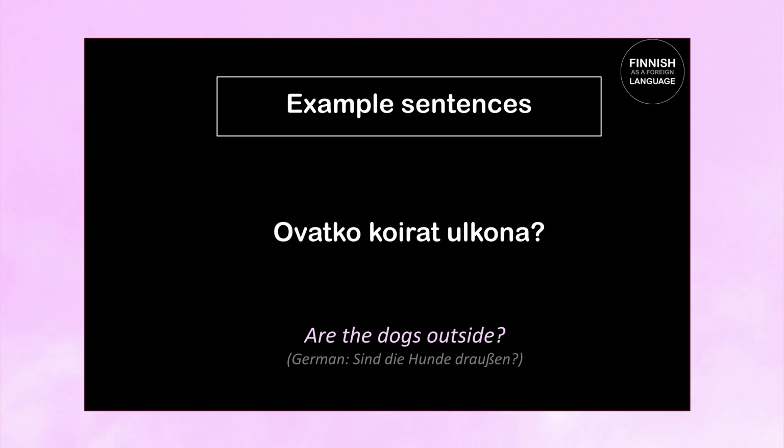Next example. Ovatko koirat ulkona means are the dogs outside. So let's go step by step. We have the word ovatko, so it's a combination of ovat and ko. Ko here is, by the way, the question marker. So ovatko means are in a question. Then koirat here is our nominative plural of the noun koira, which means dog, and ulkona means outside. Ovatko koirat ulkona? Are the dogs outside?